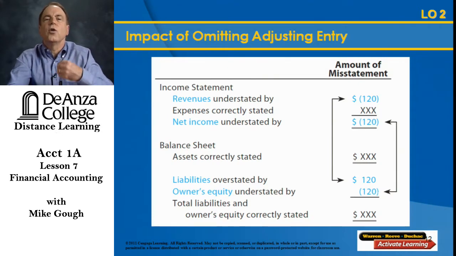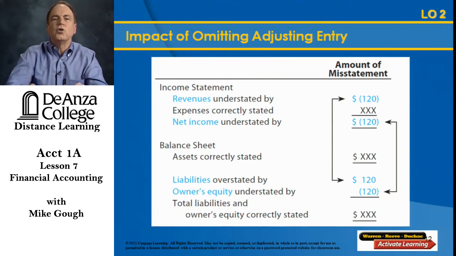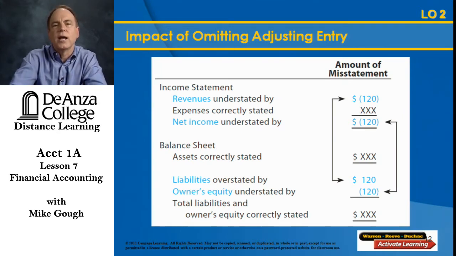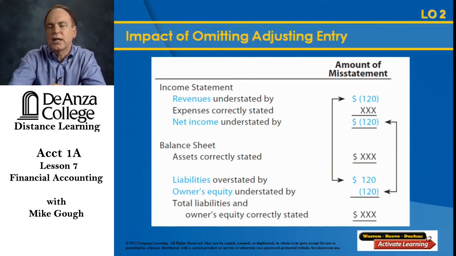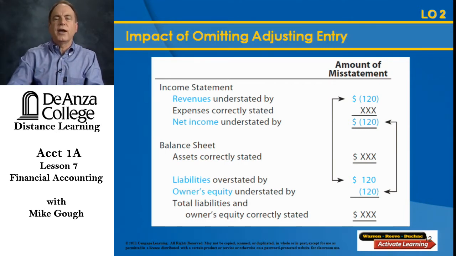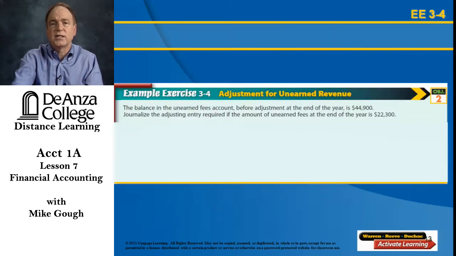So if we don't recognize this, we're going to understate our revenues, and as a result, we'll understate our net income as well, and our balance sheet will overstate our liabilities. So the idea is adjusting entries tend to always affect the income statement and the balance sheet. That's one of the definitions of an adjusting entry.